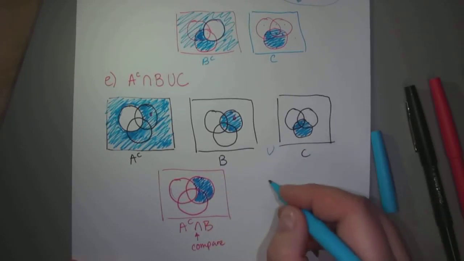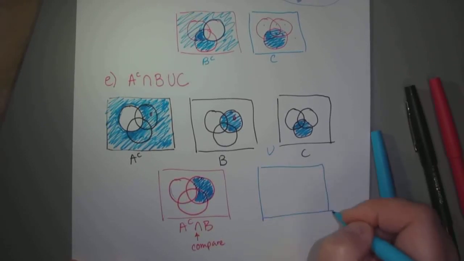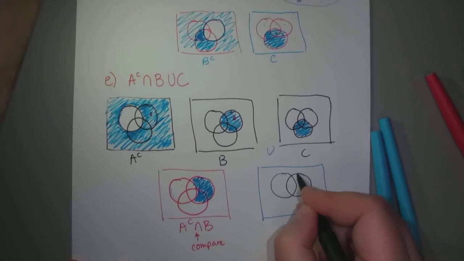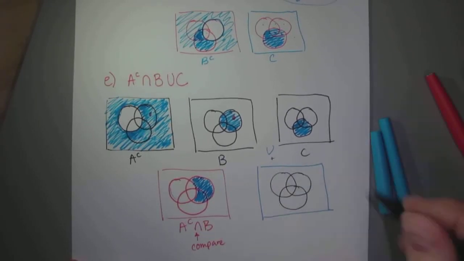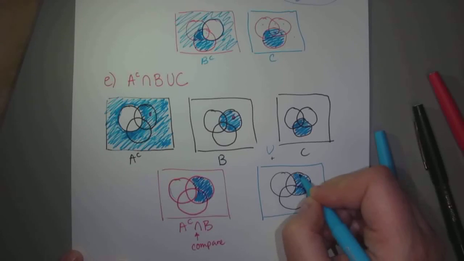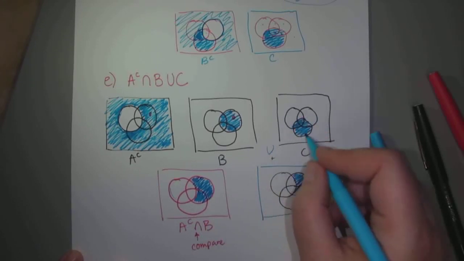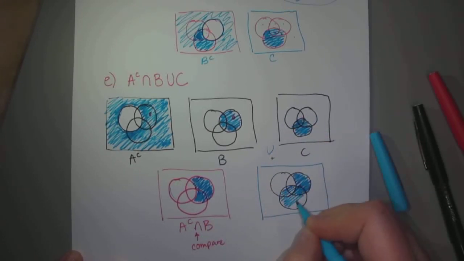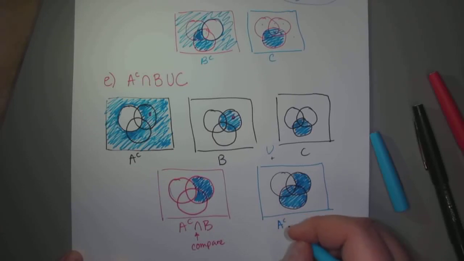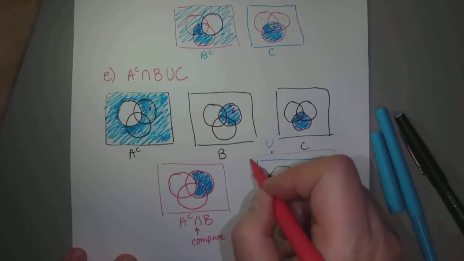We want to union it with C. And union means like add. So we would take these two parts and we would add to it. So that was this one. And we want to add to that all of C. So let's just label it. There. And that would be our answer.